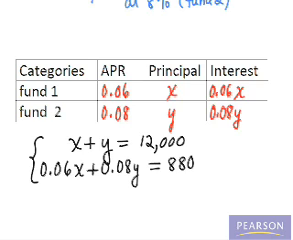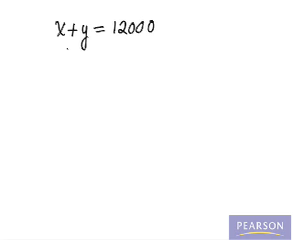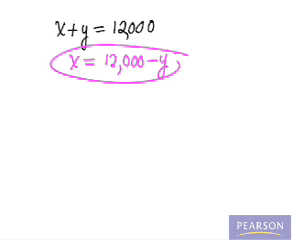We're going to solve the first equation for X and then substitute it into the second equation. So the first equation, X plus Y equals 12,000. We're going to solve for X by subtracting Y from both sides. Subtracting Y from both sides, we get that X is 12,000 minus Y.